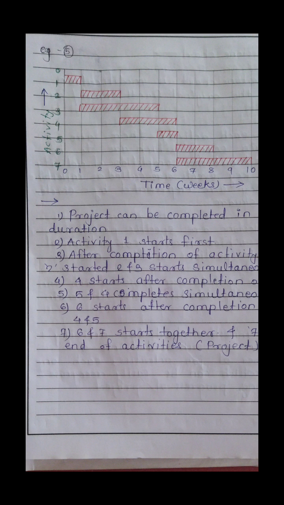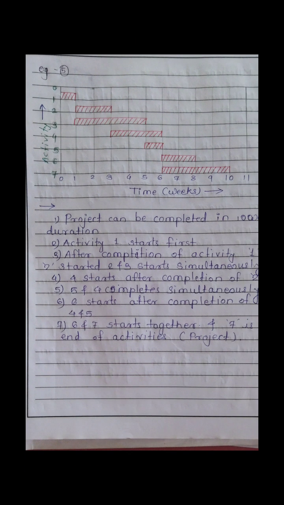So first, activity 1, from 0 to 1, is shown on the y axis, which completes in the time 0 up to 1. Time is given in weeks, and we go from activity 1 to 7. Activity 1 starts first, at the starting point, and the project completion time is given as 0 to 10 weeks, meaning the project's final time is 10 weeks.